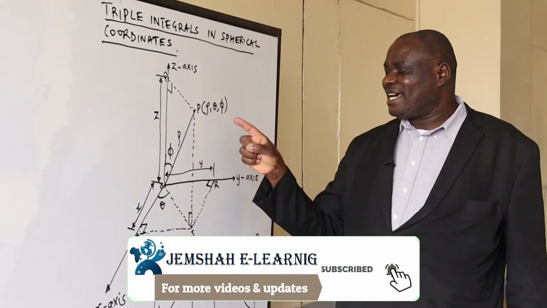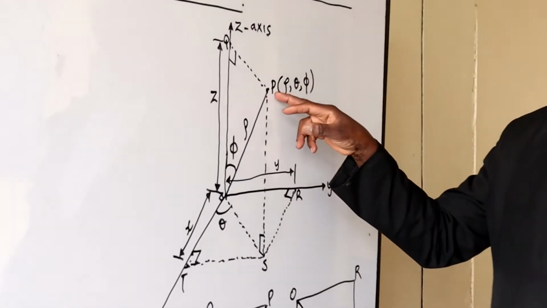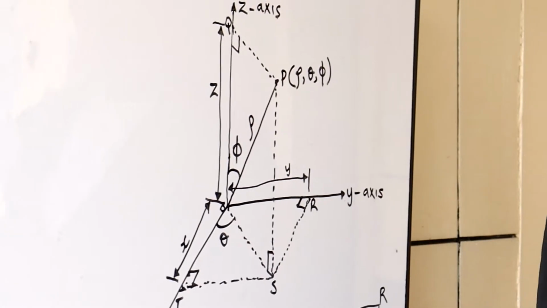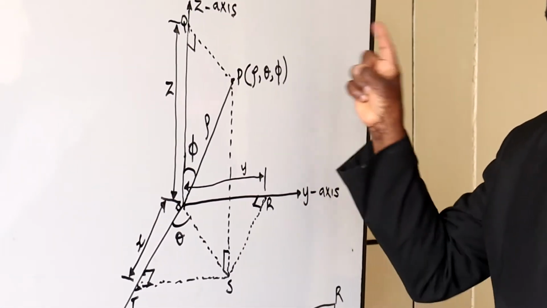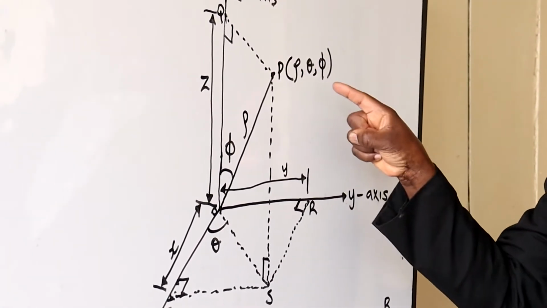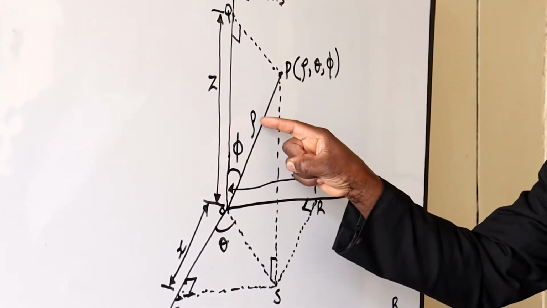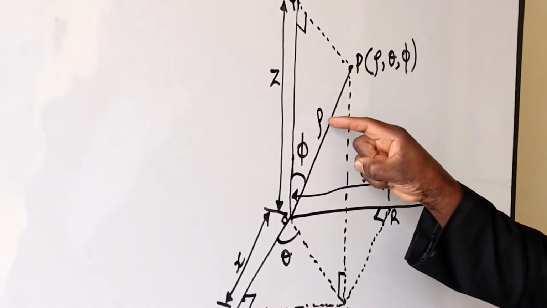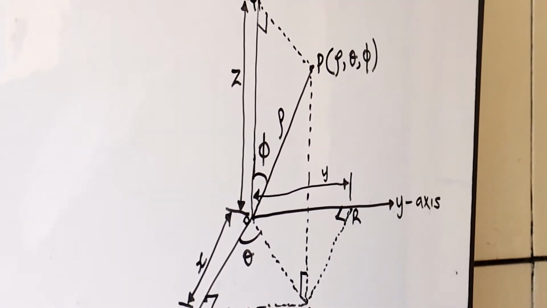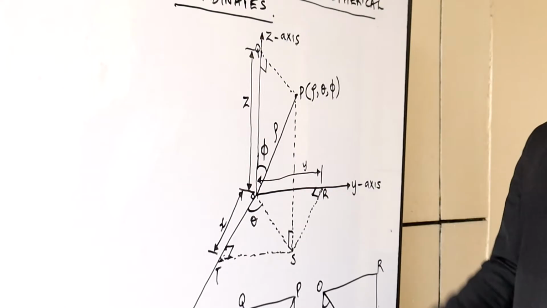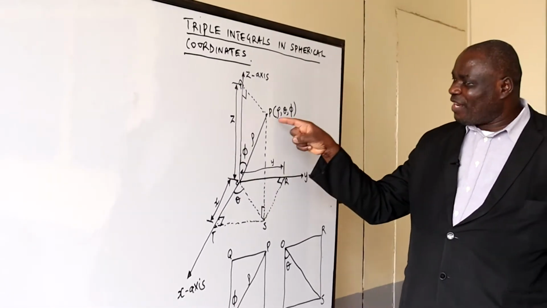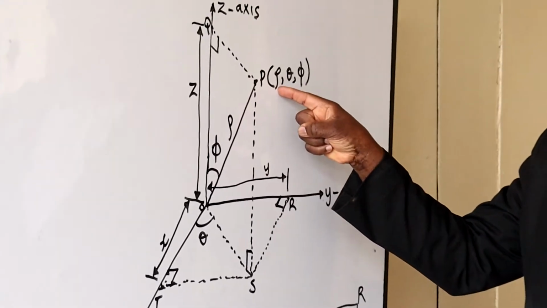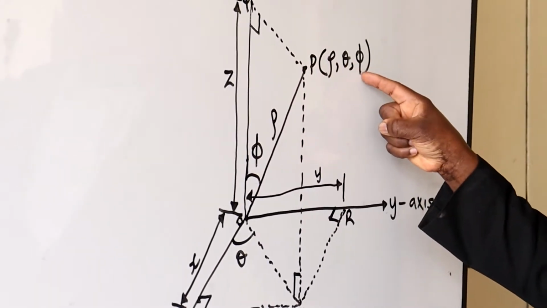Now, in this case, a point P on any surface of a solid has a length, which is rho, from the origin. From the origin up to point P, we give it that length rho. The spherical coordinates of point P are given by rho, theta, phi.